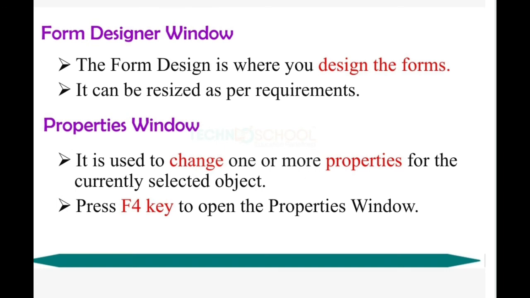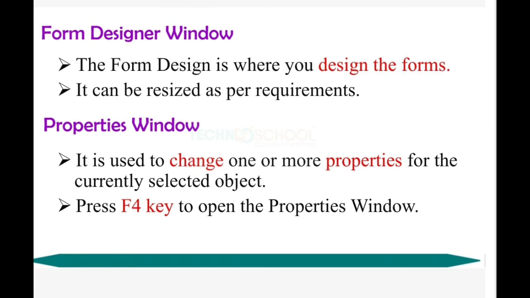And the properties window is used to change one or more properties for the currently selected object. I explained the properties window in detail. Using the properties window, we can change the object's properties: its name, size, caption, position and design. We have many more properties in VB. Using the properties window, we can change its design as you want. Press the F4 key to open the properties window.